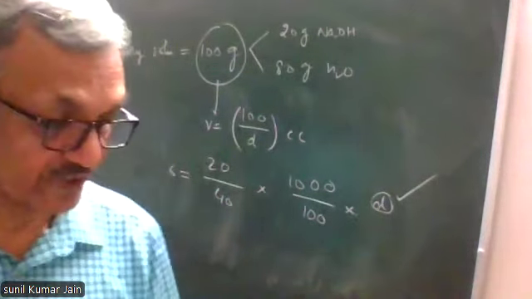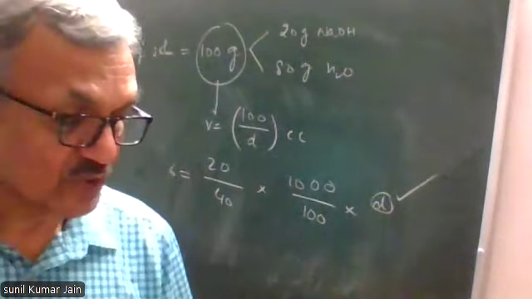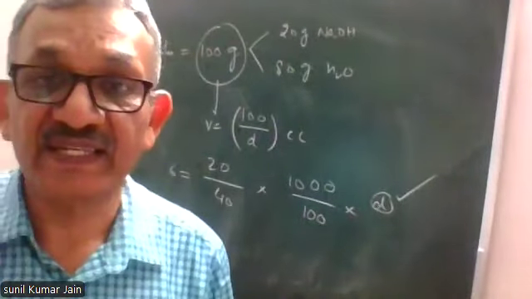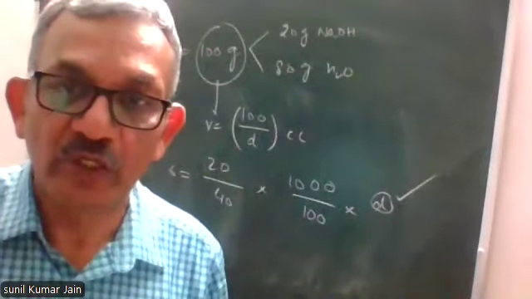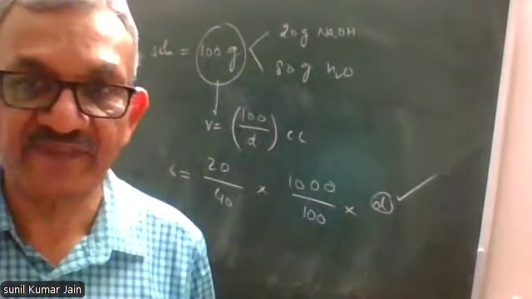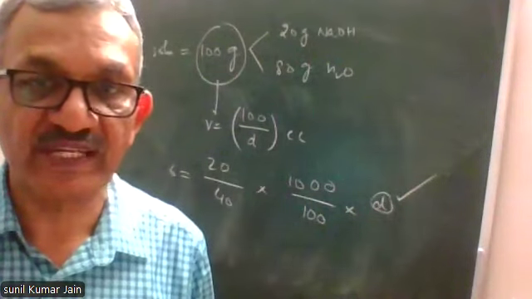Now coming to theoretical questions. First question is, what is the significance of Henry's law constant? Its significance is that the higher the value of KH, the lower is the solubility of the gas. Right? For any gas, if KH is high, solubility of the gas will be low.